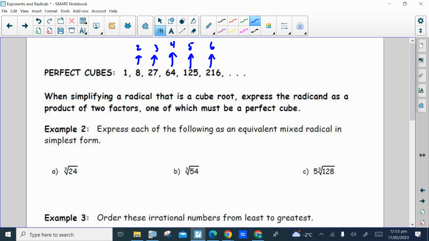You could generate that list by working backwards. Take your calculator and go 2 to the power 3. That gives you the 8. 3 to the power 3 would give you the 27. 4 to the power 3 would give you the 64. So you can generate this list on your own.